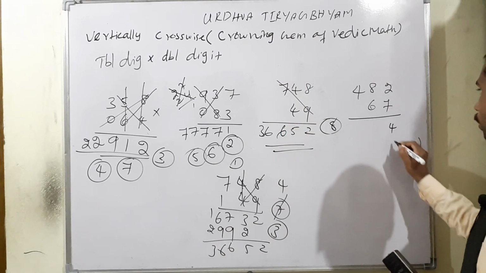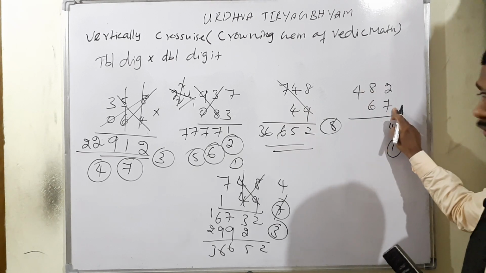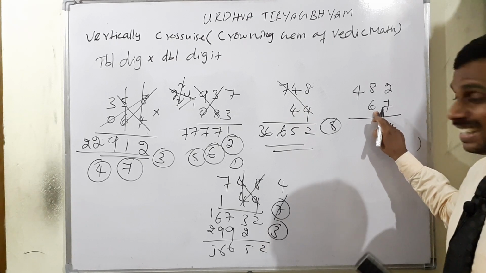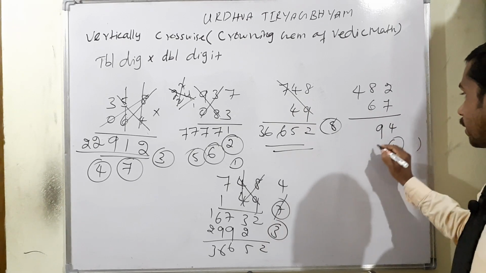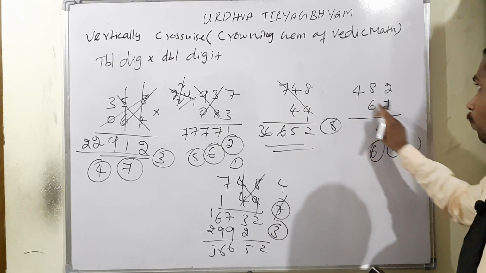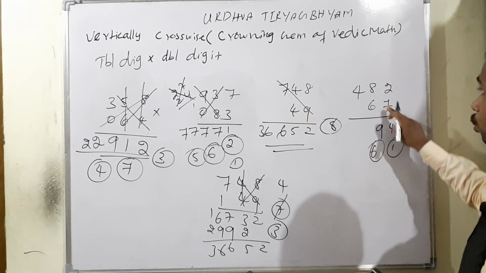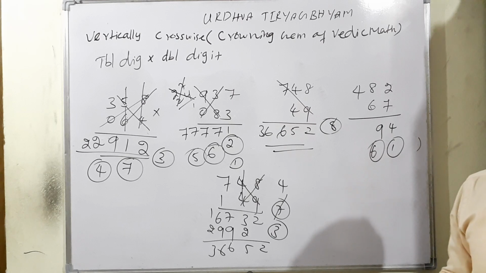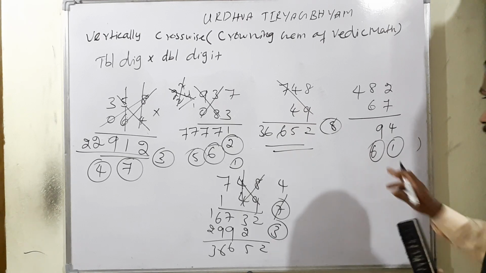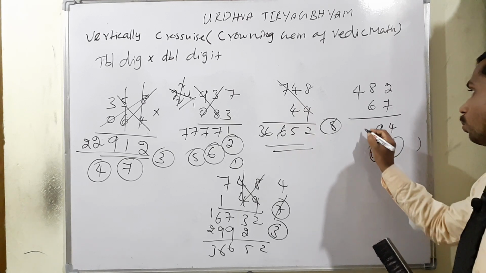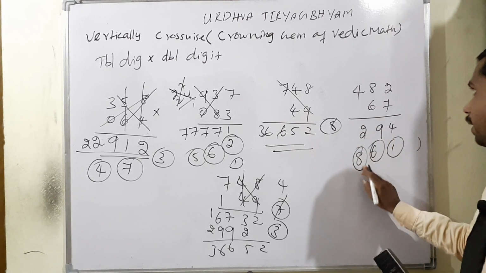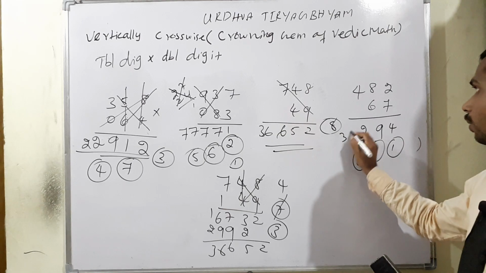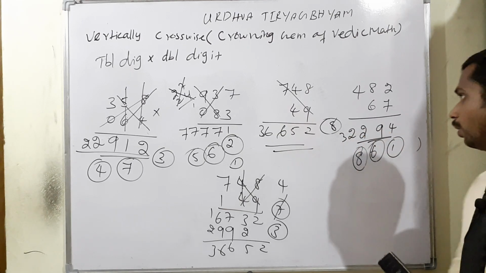2 7s are 14. Carry 1. 8 7s are 56. 56 plus 12, 68. 68 plus 1 is equal to 69. Again carry 6. 4 7s are 28. 28, 8 6 are 48. Therefore, 48 plus 28 is equal to 76. 76 plus 6 is equal to 82. Again carry will be 8. Next term, 4 6 are 24. 24 plus 8 is equal to 32. 3 2 2 9 4.